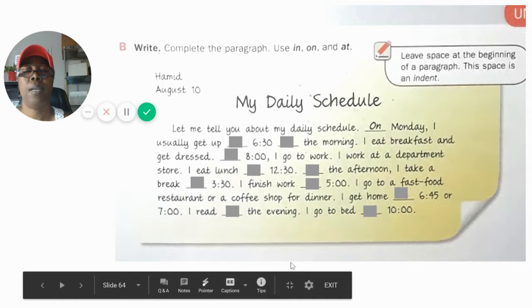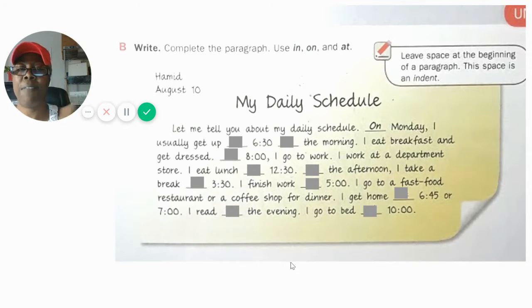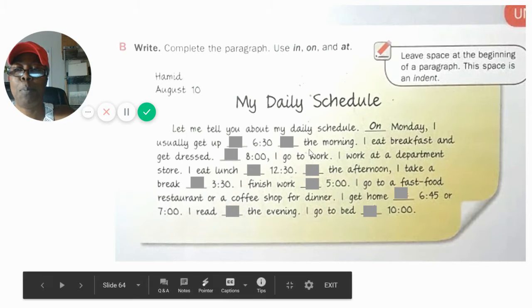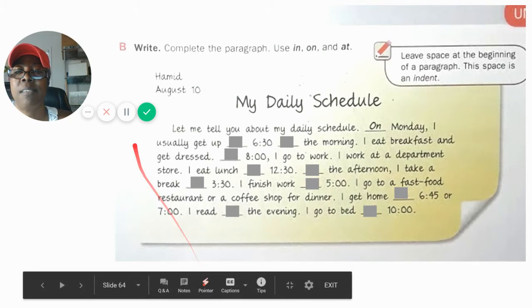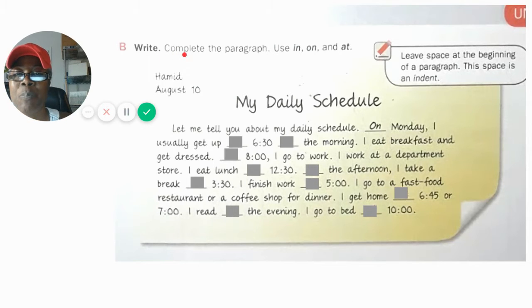All right, so at the top of page 79, I'm pointing at the screen, we have this assignment, and it asks us to write. Like I said, there's a lot of writing here. Complete the paragraph, use in, on, and at. And you can see here, Hamid writes out his schedule, and it says my daily schedule.